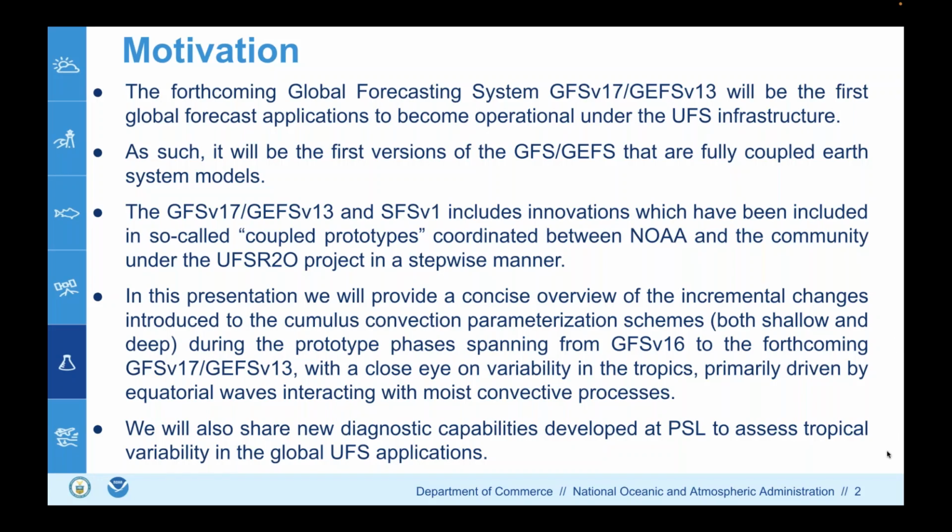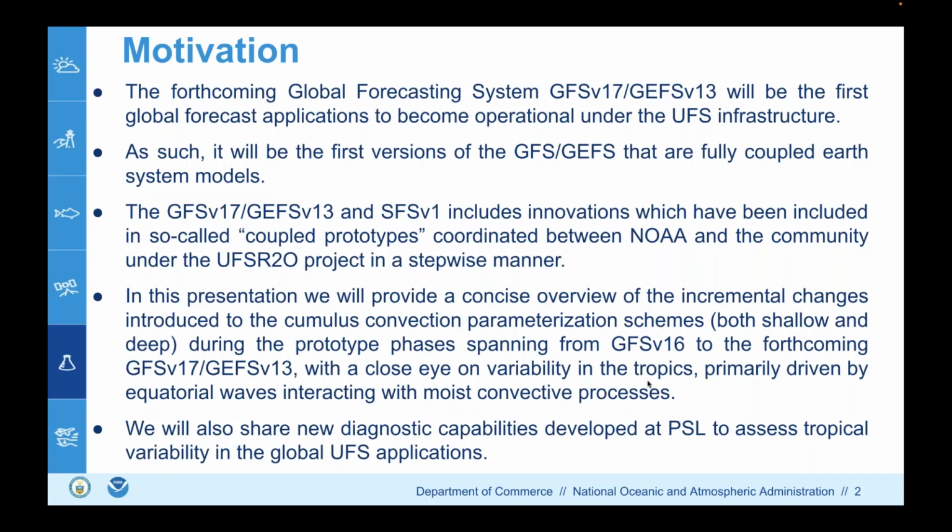Okay, so the motivation for this work is the forthcoming Global Forecast System, GFS version 17, and GEFS version 13, which is an ensemble component. They will be the first global forecast applications to become operational under the UFS infrastructure. As such, it will be the first version of the GFS and GEFS that are fully coupled Earth system models. GFS version 17 and GEFS version 13 and the upcoming seasonal forecast system version 1 include innovations that have been included in so-called coupled prototypes coordinated between NOAA and the community under the UFS Research to Operations project in a stepwise manner.